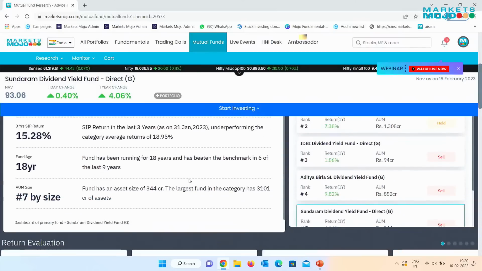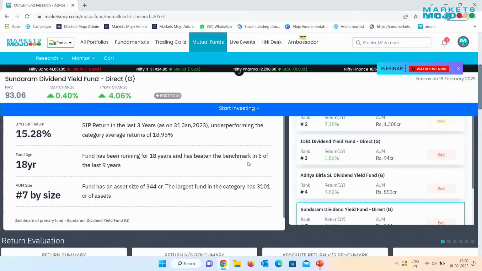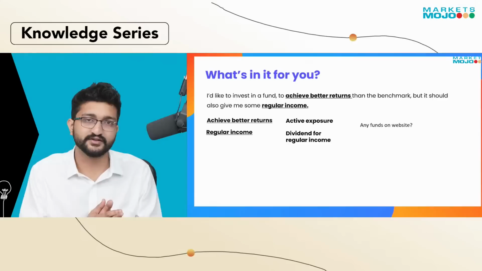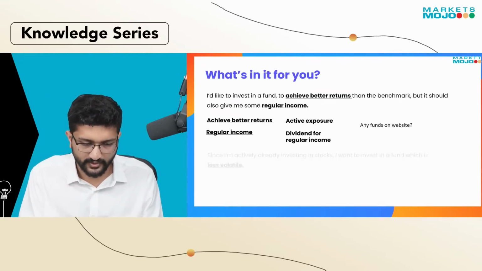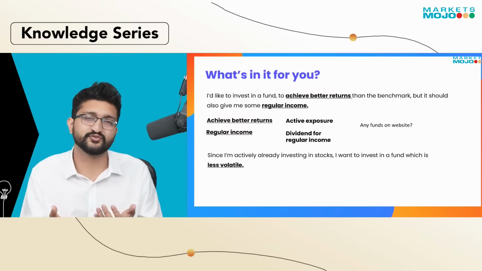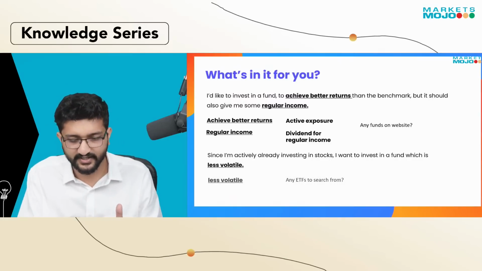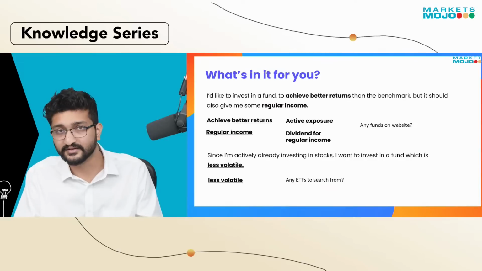You can get some more information about the mutual fund over here as well, and this is the return evaluation. So very simple. If you want to search a mutual fund scheme, you have to understand those 3 different categories and then search it on the website. As simple as that. Let's say you are already invested in stocks, so you want to invest in a fund which is less volatile, you want to simply mimic the benchmark. In that case, you can look at ETFs or any particular index fund to invest in.